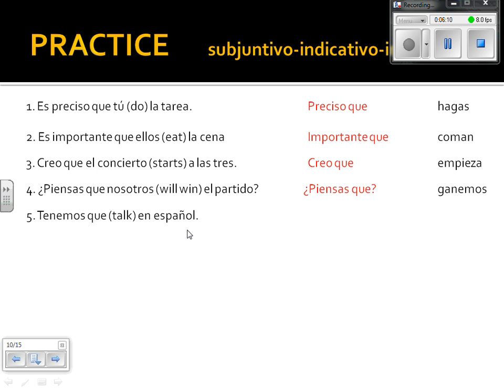Number 5. Tenemos que talk in español. The verb phrase tenemos que is the trigger phrase here. Anytime you have the verb tener plus que, it requires a verb in the infinitive to follow, so the answer is hablar.